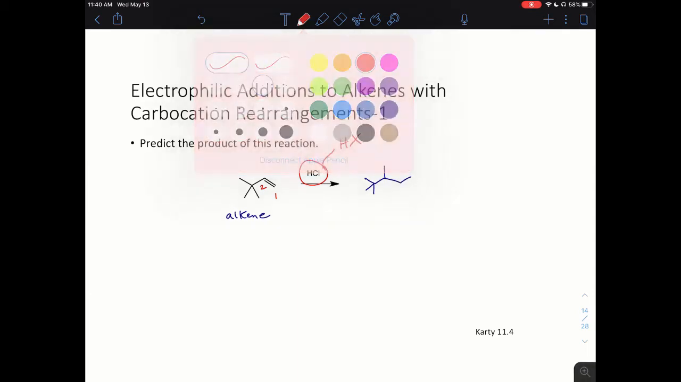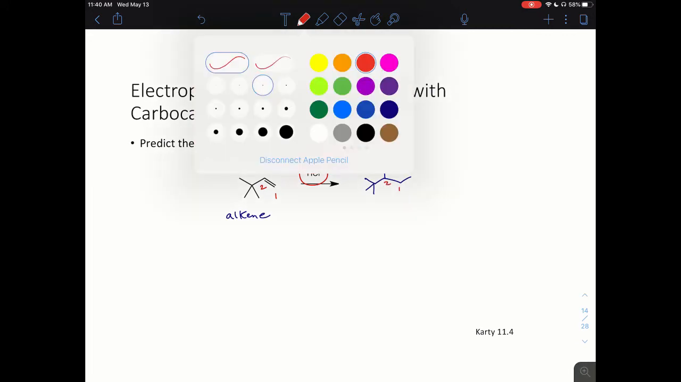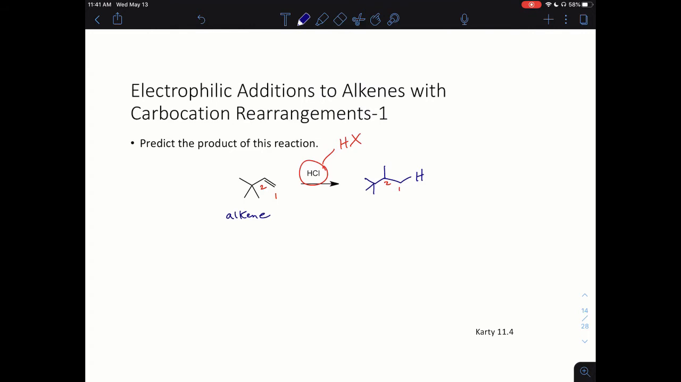Which carbon makes the bond to hydrogen? Yes, carbon 1, the less substituted carbon, and carbon 2, the more substituted carbon, makes the bond to chlorine. So typically students predict the Markovnikov product, the more substituted alkyl halide, as the product here. Draw the anti-Markovnikov product so we can just compare. Yes, the anti-Markovnikov product would come from addition of hydrogen to carbon 2 and chlorine to carbon 1.